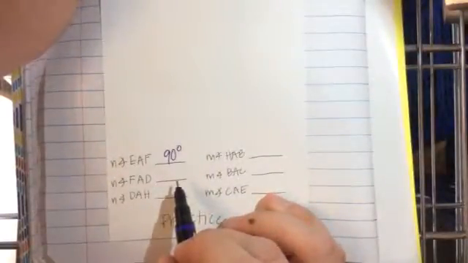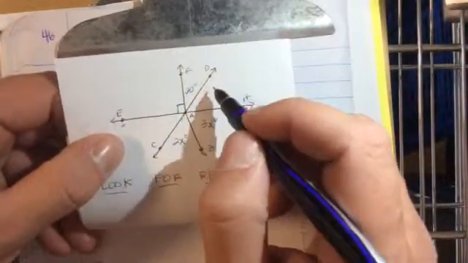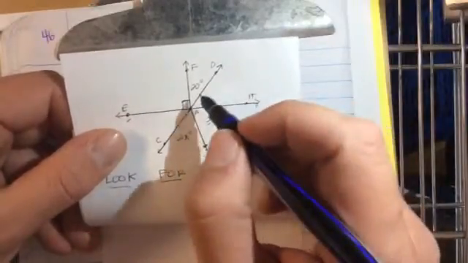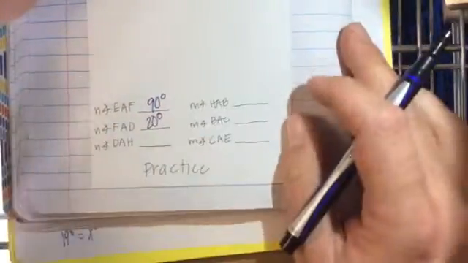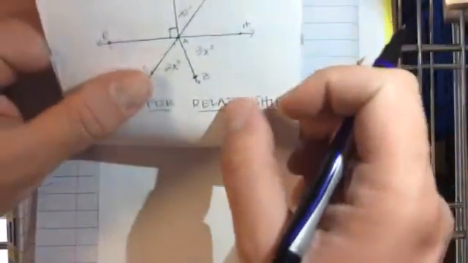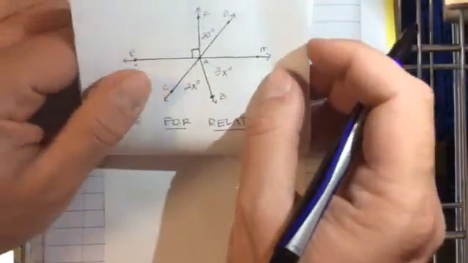So that's angle EAF. Going down, FAD. Angle FAD. What is the measurement of FAD? If we're looking, angle FAD has been solved for us. It was given to us. So FAD equals 20 degrees. So we found EAF, that's 90. We found FAD, it's 20. Now let's look at DAH. So DAH is unknown.